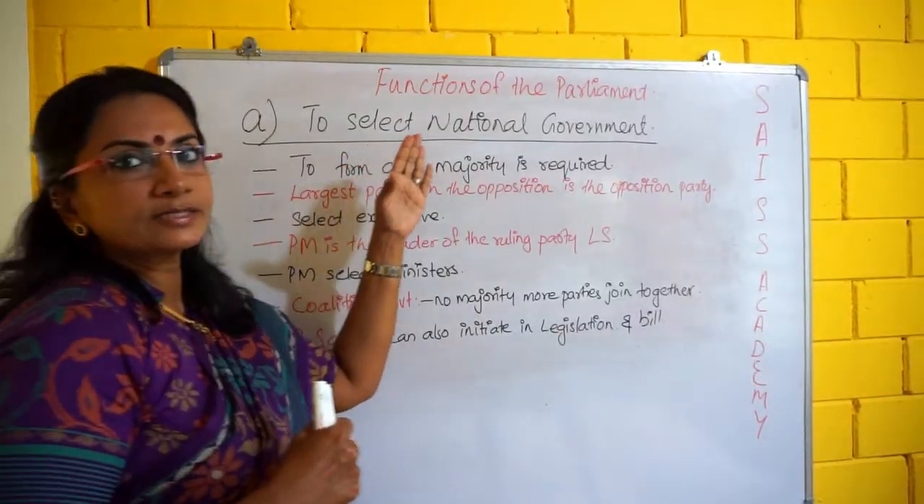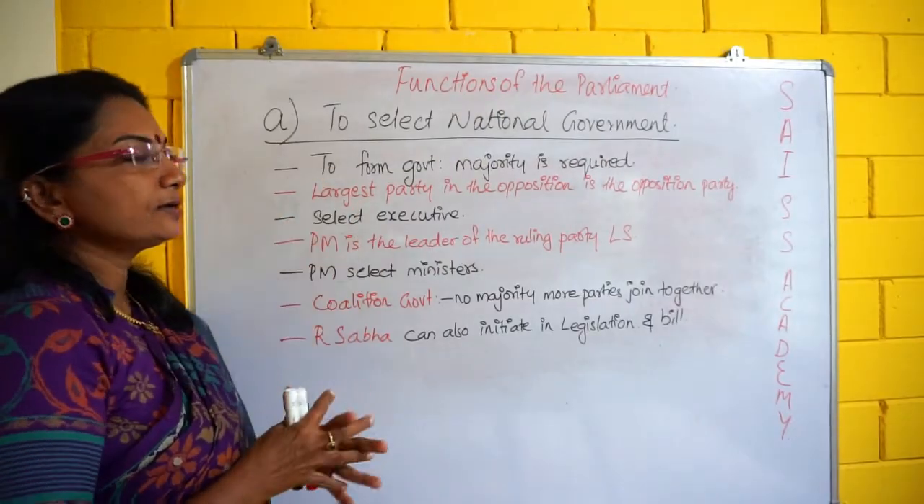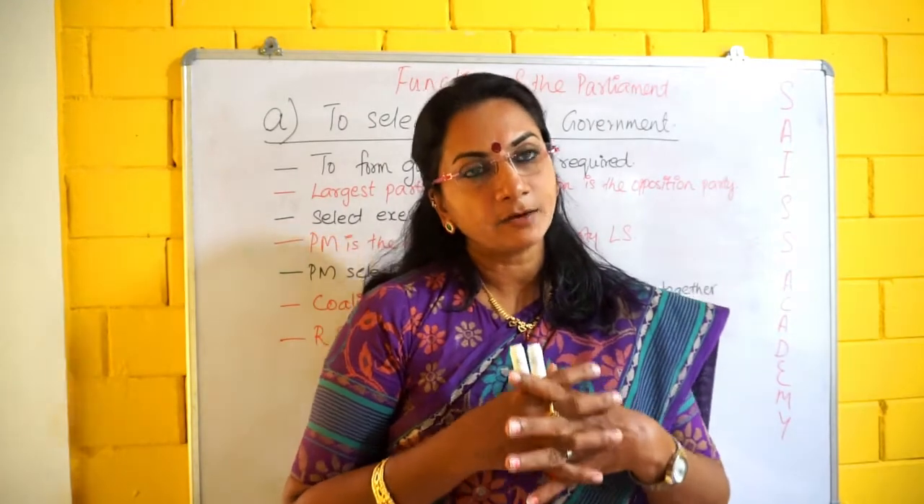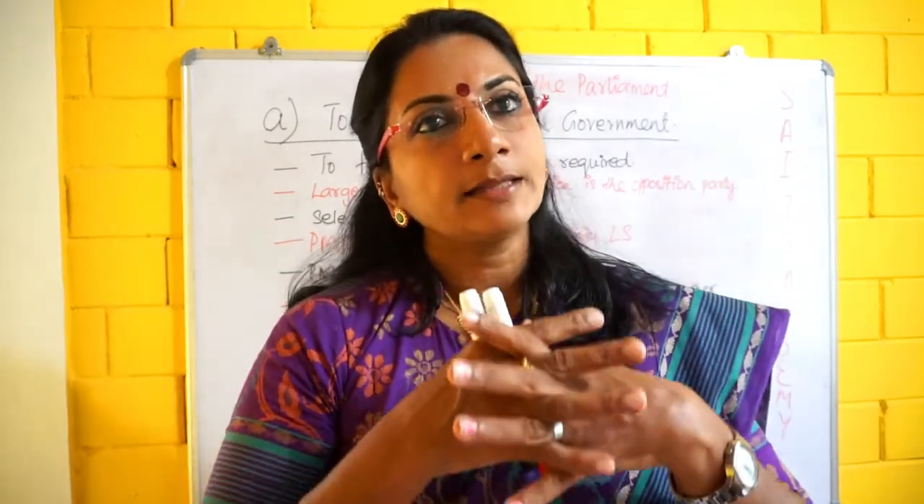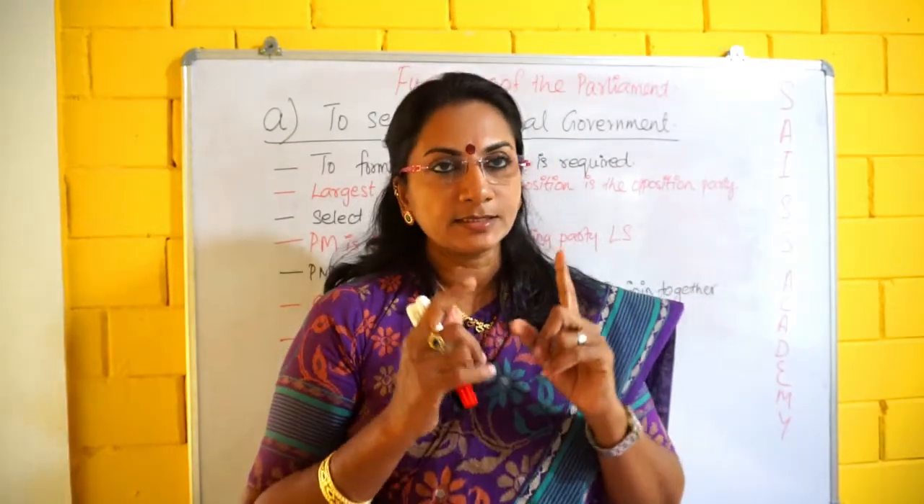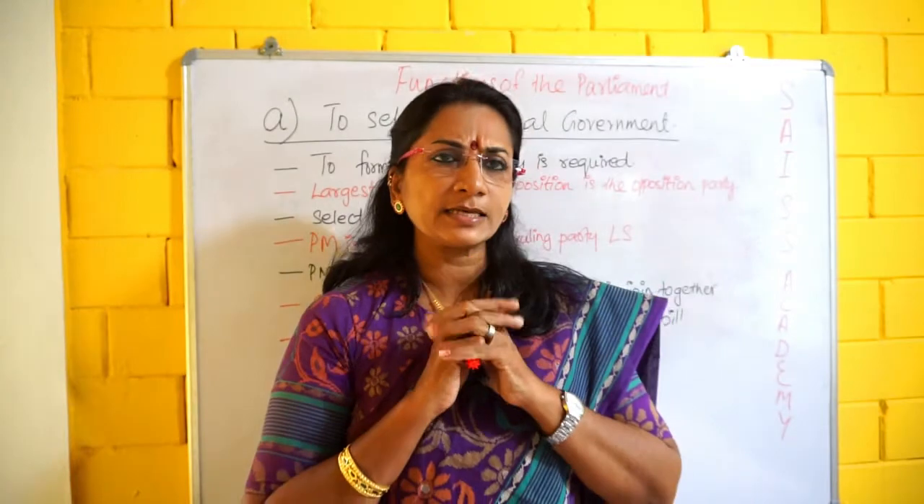Next, we are going to discuss the functions of the Parliament. The first function is to select the national government. That means once the election to the Parliament has taken place, they have to follow some functions. The first one is to select the national government. How is a national government selected?